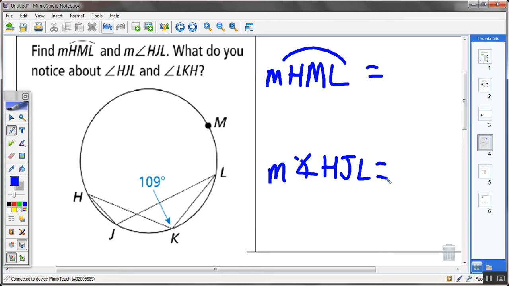Anybody have a measure for arc HML yet? 218. Where are you getting 218 from? Because angle K is 109. I thought you were going north to Waterloo. That's how I thought you got 218. Nope, I just doubled 109.